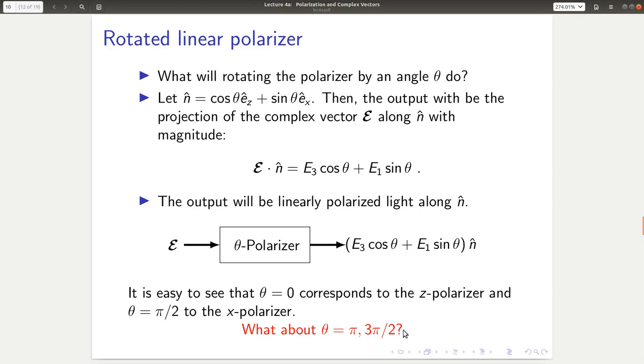Now a question for you to think about. I said theta equal to 0 is basically the Z polarizer. What about theta equal to pi? Similarly, what about theta equal to 3 pi by 2? I leave it as an exercise for you to play with and see what you get on the output, and the answer is interesting.